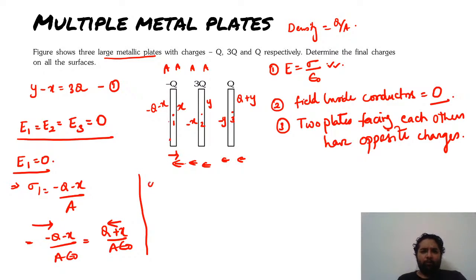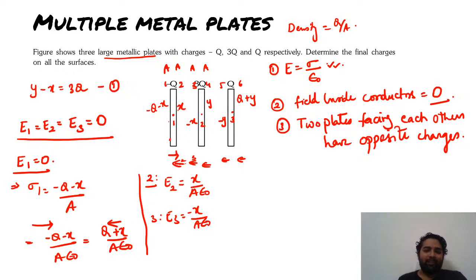Due to sigma 2, due to plate side 2, we'll call them sides. We'll call this side 1, 2, 3, 4, 5 and 6. Due to side 2 we get density x by A, and the direction of field will be this direction. So we can say field due to side 2 will be x by A epsilon naught in the same direction which is mentioned here. And due to 3 also same, so these both will get cancelled. If you observe, E3 will be equal to minus x by epsilon naught, they both will get cancelled.